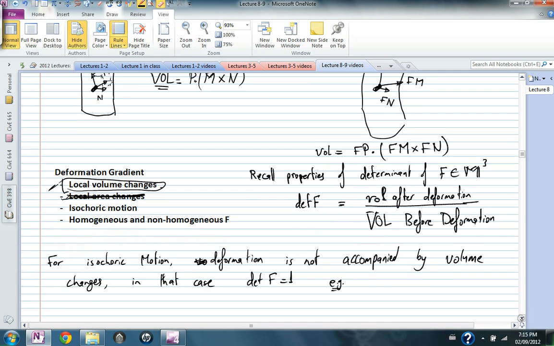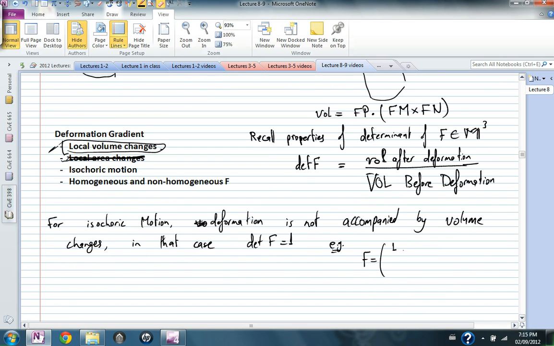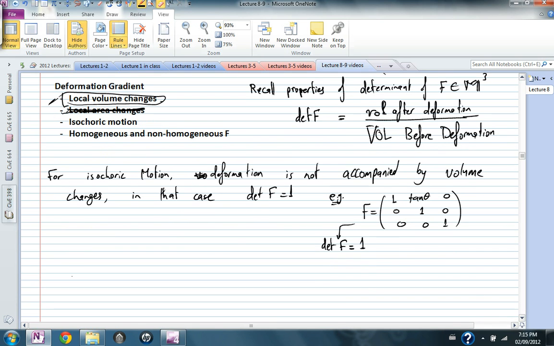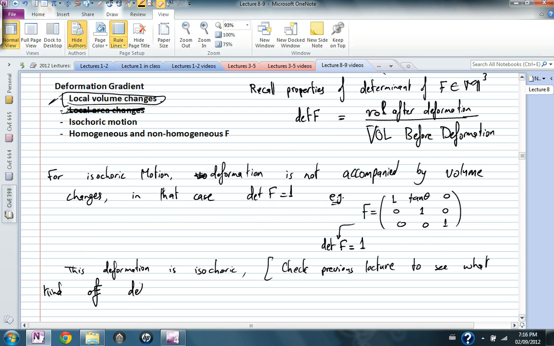Example, if you have a deformation such that F is equal to the matrix 1, tan theta, 0; 0, 1, 0; and the determinant of F is equal to 1, this deformation is isochoric, and check the previous lecture to see what kind of deformation this particular F describes.